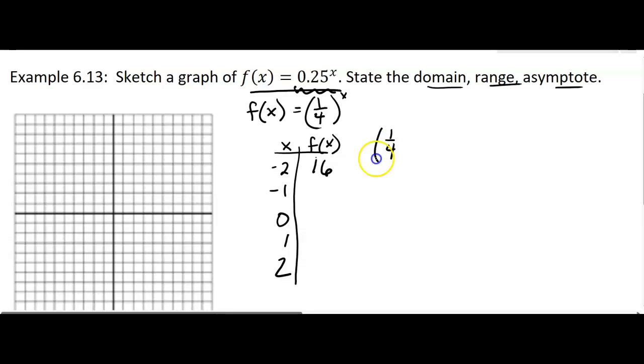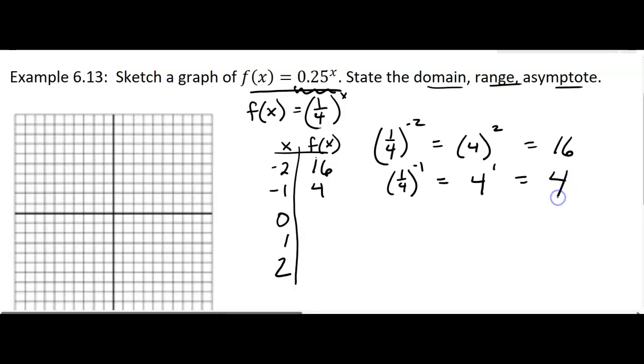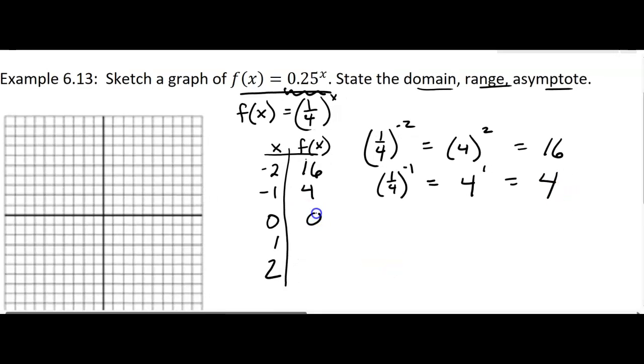So it'll be a little tricky, but you would get 16, right? Because 1/4 to the -2 is going to be 4 squared, which is 16. Then you're going to get 4, because 1/4 to the -1 is 4. I'm writing it out. I didn't do that so much on the last video. And then 0, well, that's going to be 1/4. Oops, that's not what I meant to write. That's not going to be right. 1/4 to the 0 power is just going to be 1. And then if you put in 1, you're going to get 1/4. And finally, if you put in 2, you're going to get 1/16. So there's a table of values.